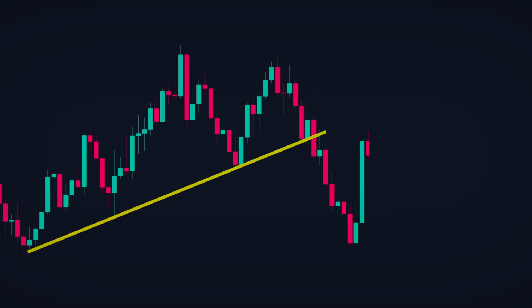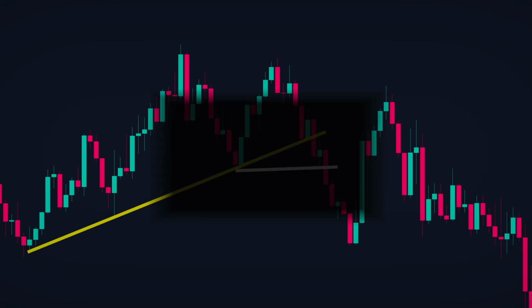Once we observe these patterns, we should wait for a breakout to occur. If the price breaks below the trend line, it suggests the market might enter a downtrend, allowing us to take a short trade position.